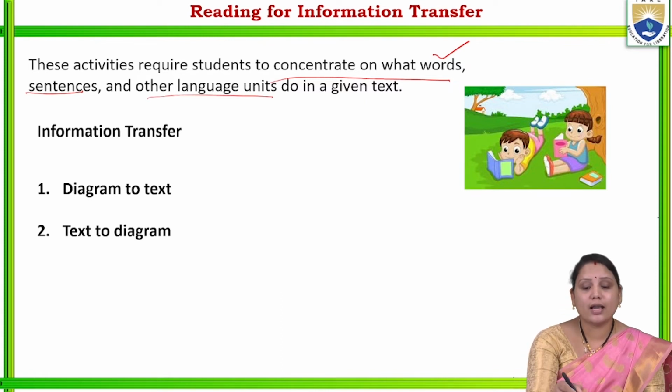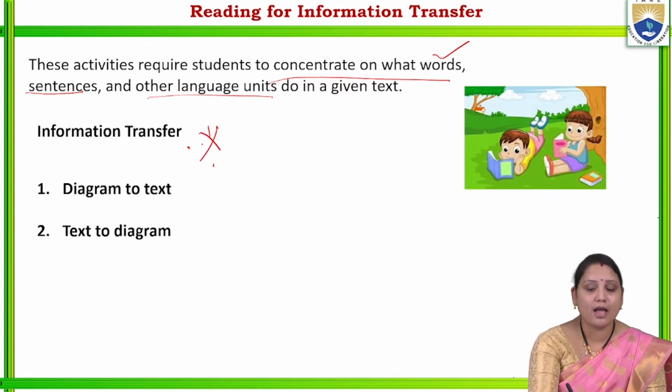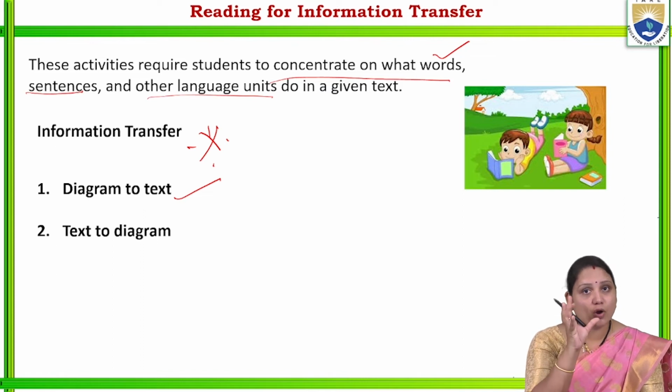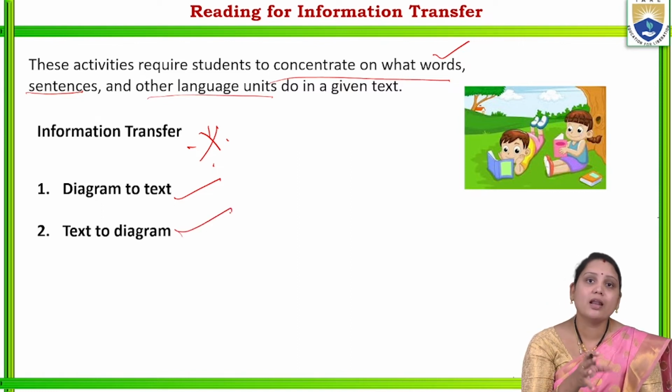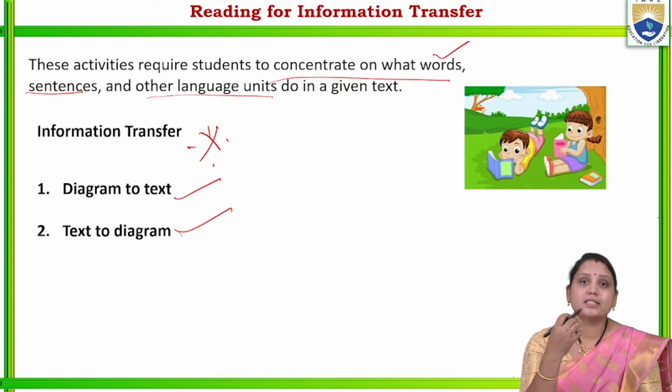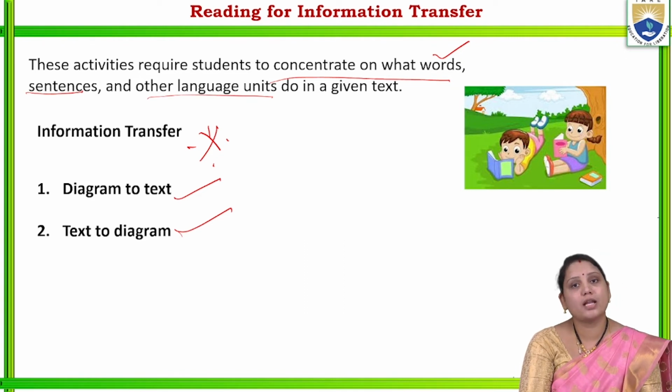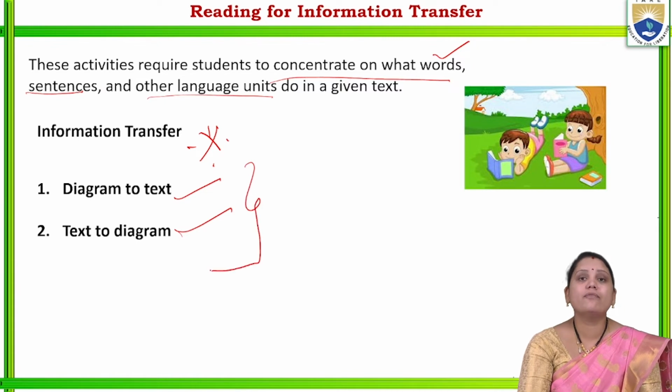Next, what kind of information transfer do we generally have? We have two. One is diagram to text. We will give you a diagram, and you have to understand and comprehend the diagram and convert it into text. Then, text to diagram. The text will be given, and you have to understand the words, the sentences, the time, the situation, the place, all the important requirements and try to change it into the form of a diagram. So we have two kinds of information transfer, that is from diagram to text and text to diagram.